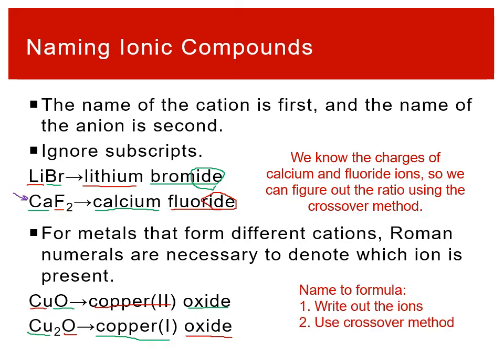Okay. So when we have the name, if we want to turn it into the formula, we just write out the ions, and then we use the crossover method. So if I have copper(II) oxide, I know that's going to be the Cu2+ plus oxide. I would have to use the periodic table to know that's going to be O2-, and then I can go ahead and do the crossover method, do any sort of cancellation or simplification, and get everything situated.